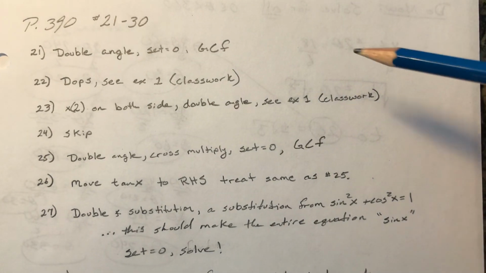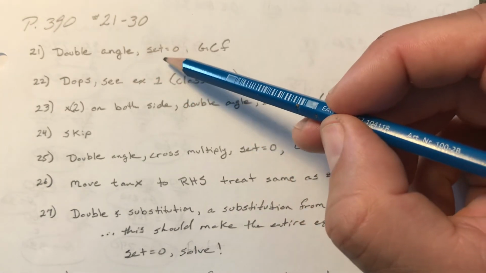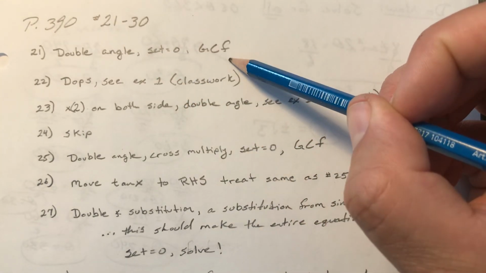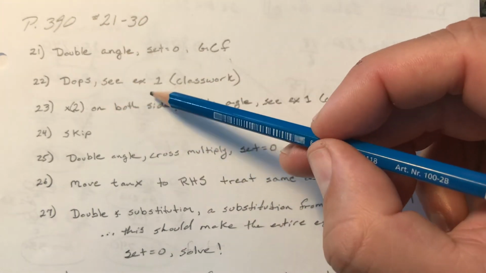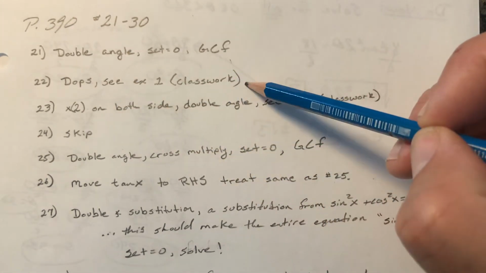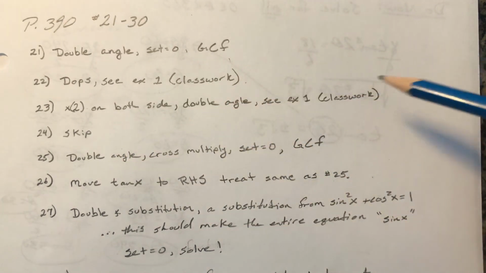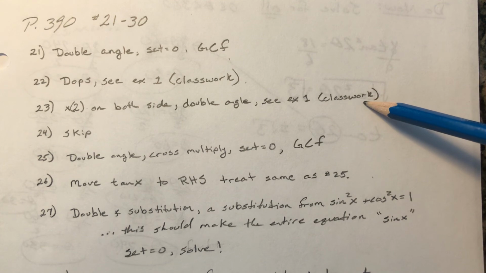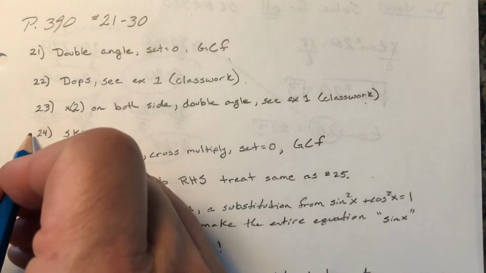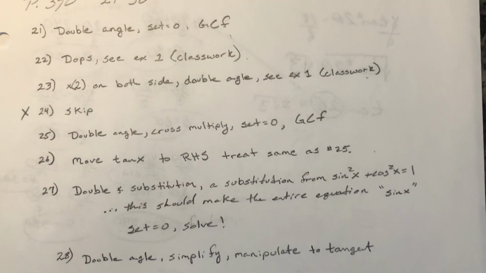So on number 21, use a double angle, set it equals 0, GCF. Number 22, do DOPS, see exercise 1 from our classwork. Number 23, multiply by 2 on both sides, use a double angle, see exercise 1. Number 24, I actually say you're allowed to skip, so go ahead and skip it. Number 24 is a skip.